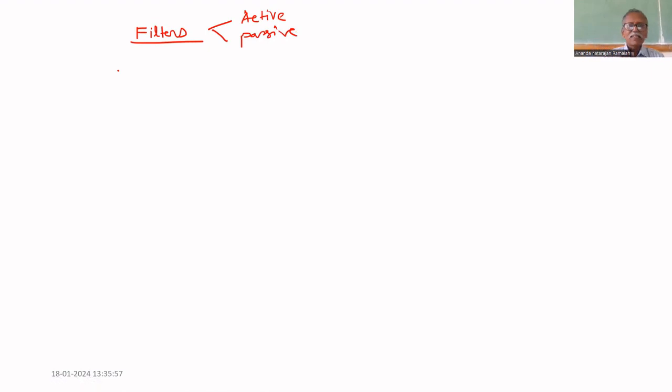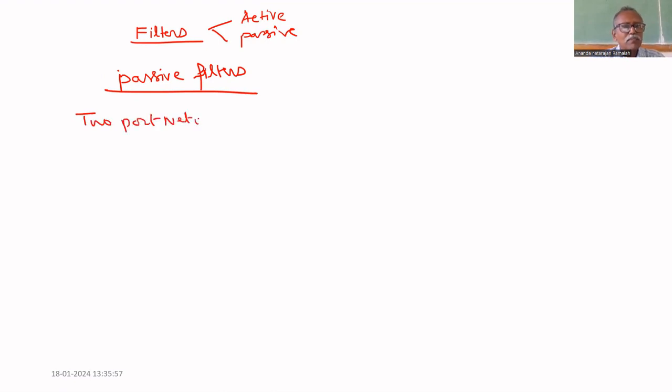Filters can be classified as active filters and passive filters. As far as your syllabus is concerned, only passive filters, so we have to see passive filters. So understand the filter. Filter is a two-port network.